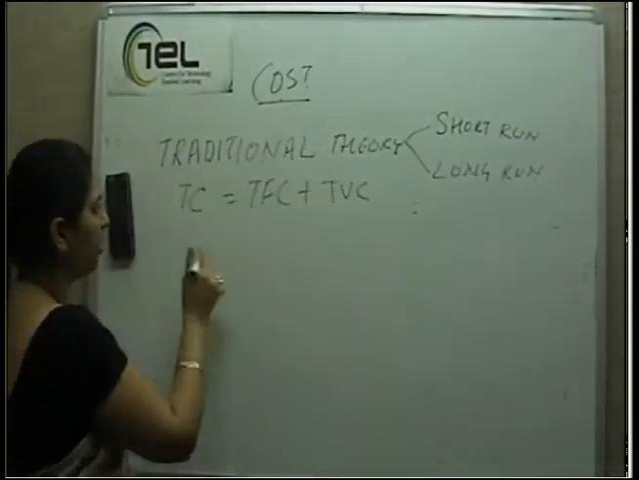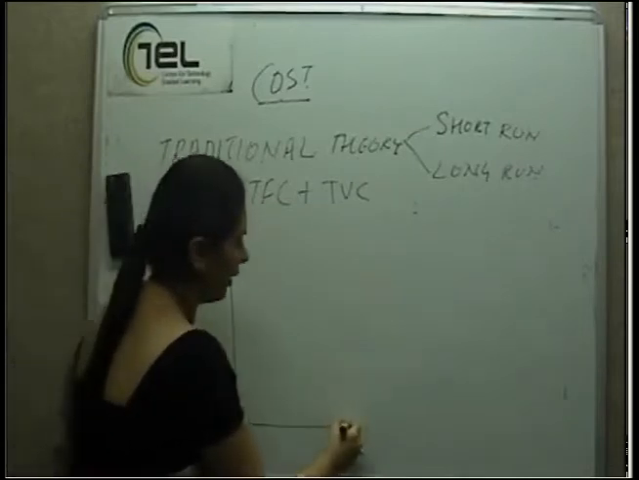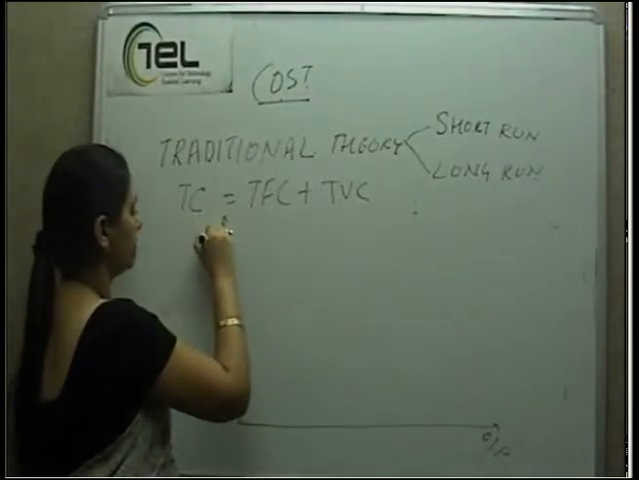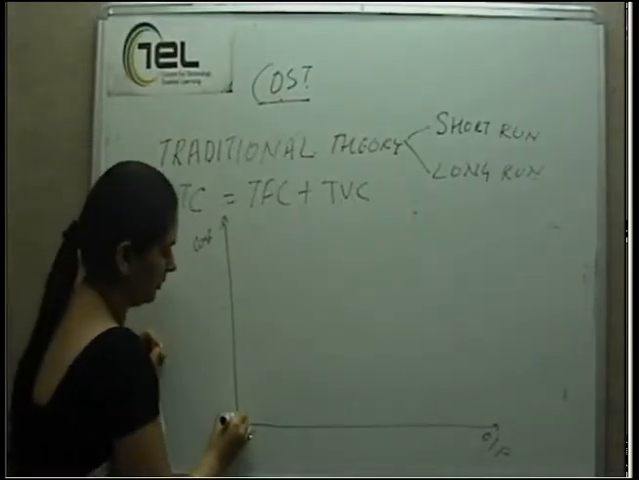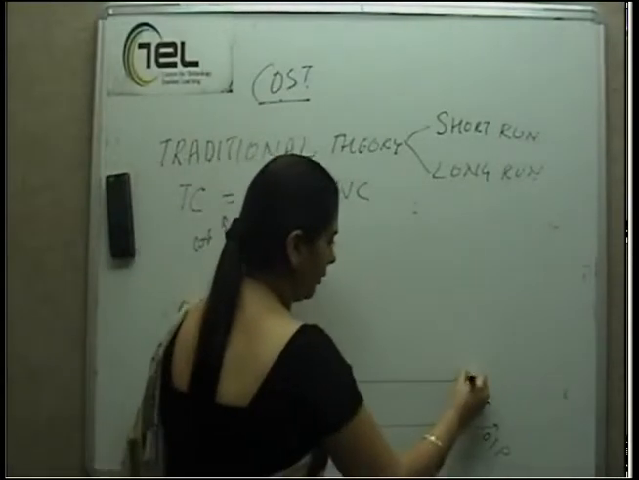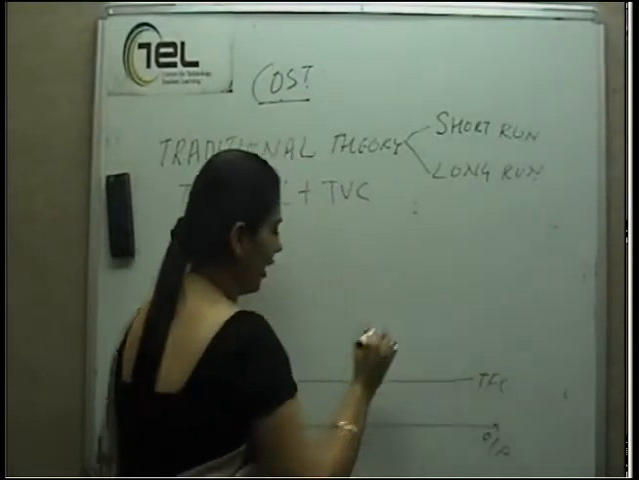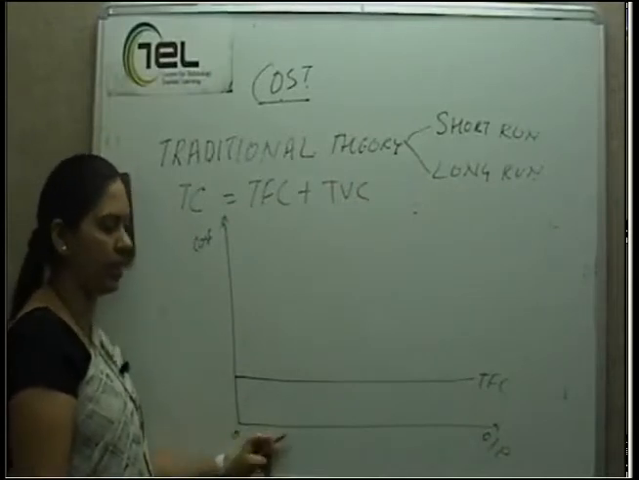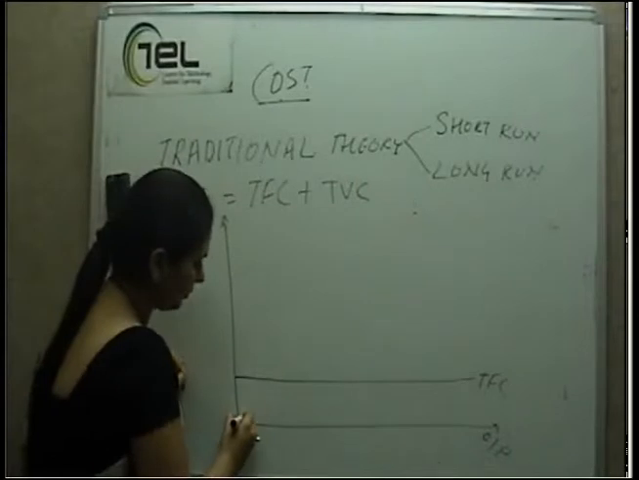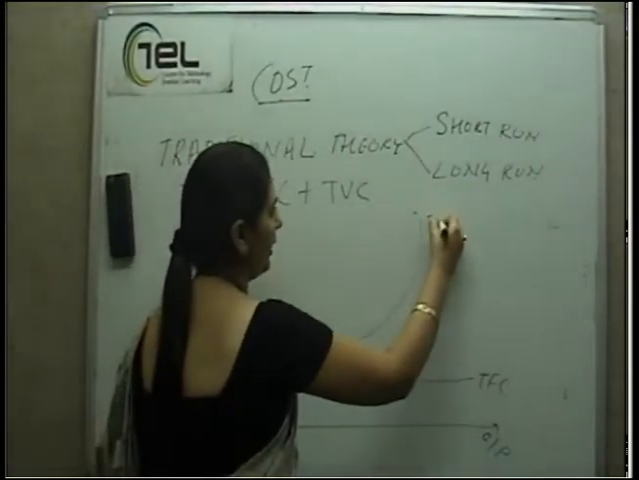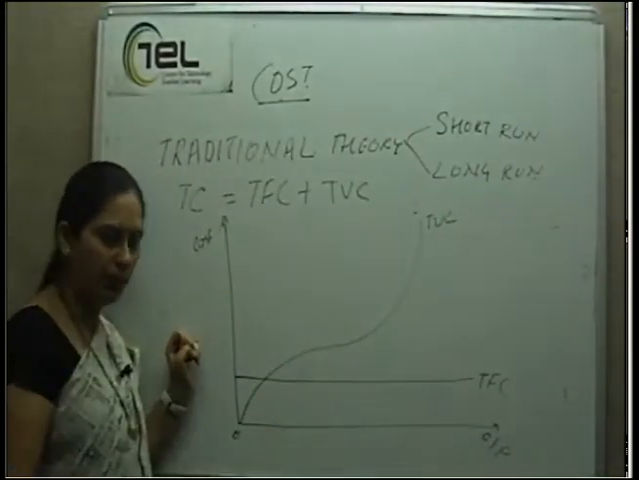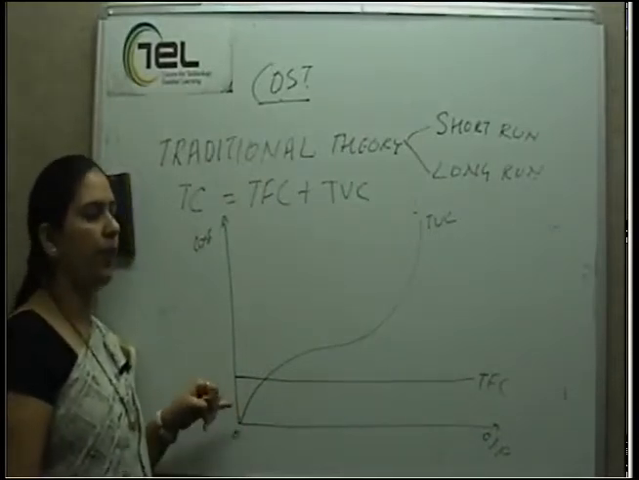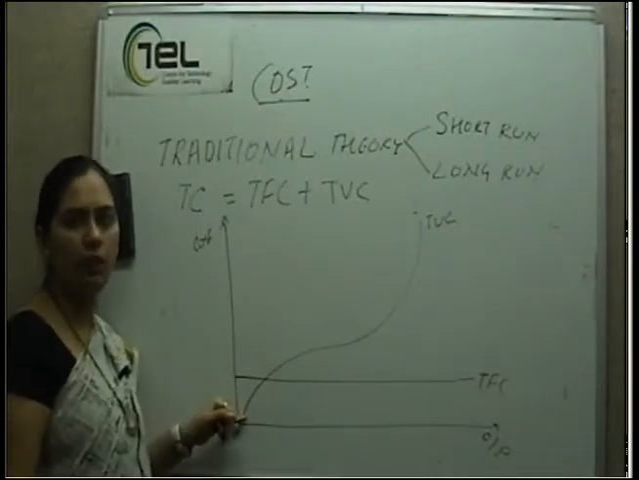Now let me first draw the two curves which I already have understood, that is TFC and TVC. TFC we have understood is a straight line parallel to x-axis. The reason is there is some level of fixed cost always there irrespective of output. TVC we understand as inverse S-shaped curve and starts from origin because the level of TVC is 0 if my output is 0.